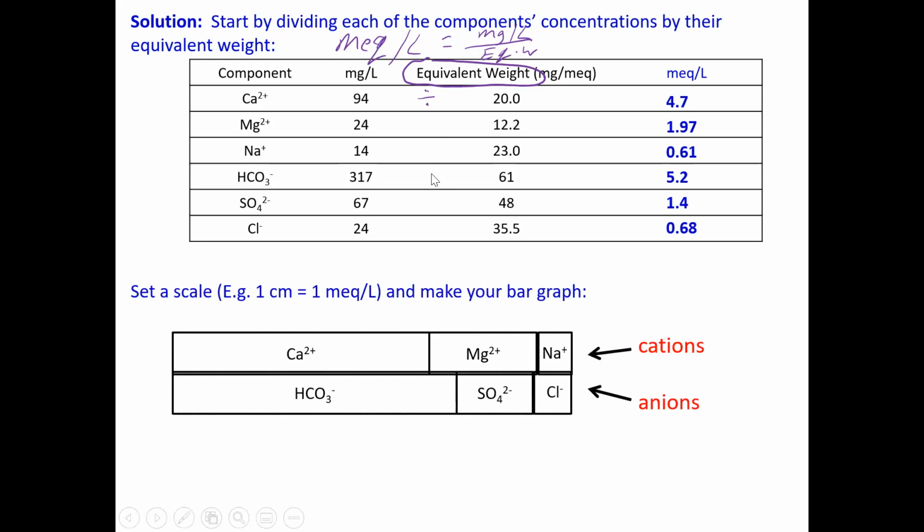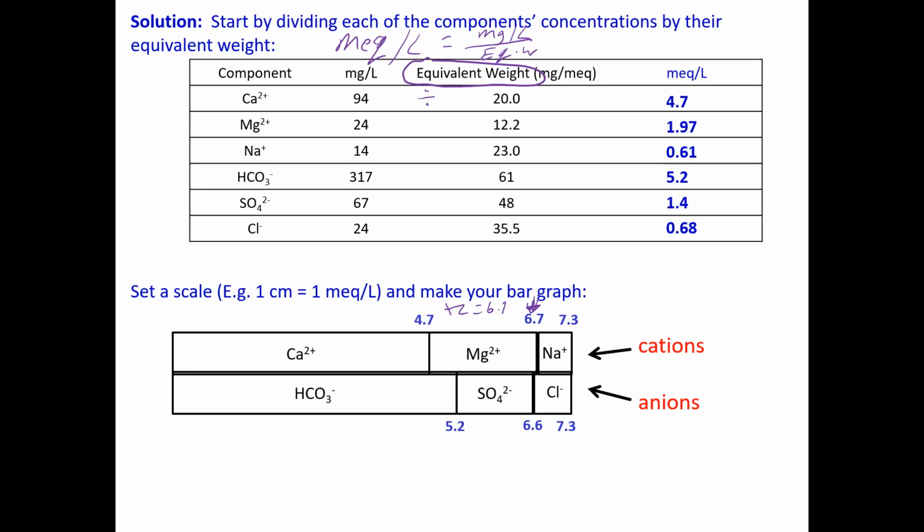Okay, so to make the bar graph, remember it's pretty basic. What you're going to do is set some sort of scale. So I always recommend 1 centimeter is 1 milliequivalent per liter, and you make your bar graph. So that means, for example, the calcium is 4.7 milliequivalents per liter, so you can make your bar to represent calcium 4.7 centimeters. Magnesium is 1.97 milliequivalent per liter, so you're going to add basically 2 centimeters onto that. And when you add 4.7 plus 2, that's going to equal 6.7, which is why I have the 6.7 label right there. And then when we get to the end, the sodium is on the end.